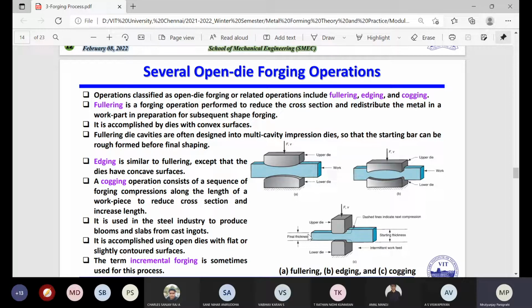And also sometimes, if you remember, we are talking about delta L by L, for example. So some people are not only calling it the cogging operation, they are sometimes calling it incremental forging. Okay, so how much it is increasing, for example in 1 minute or 2 minutes or maybe 1 hour. So they are considering it as incremental forging. Okay, so sometimes we are calling it that.